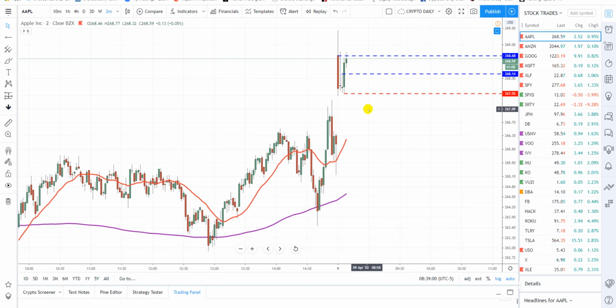Anyway, well, that's how you do it. We got in here. We did actually get in at that 268.14, and then our market was out at 268.65. Okay, so not too bad.